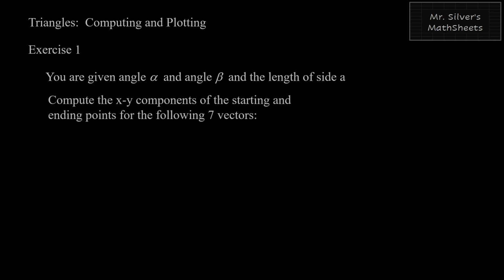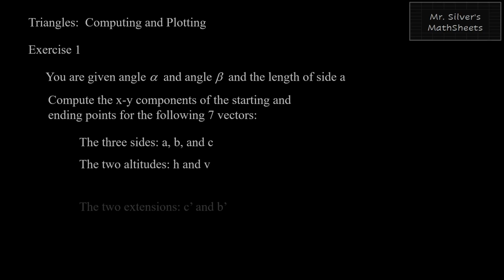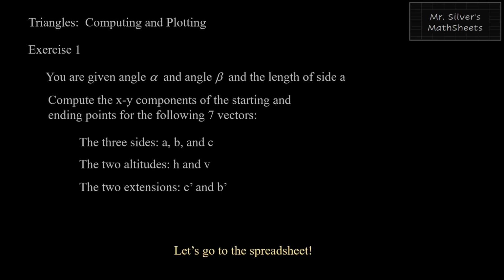You have to compute the xy components of starting and ending points of the 7 vectors: the 3 sides, A, B, and C, the 2 altitudes, H and V, and the 2 extensions, C prime and B prime. So let's go to the spreadsheet and see how you would do this.